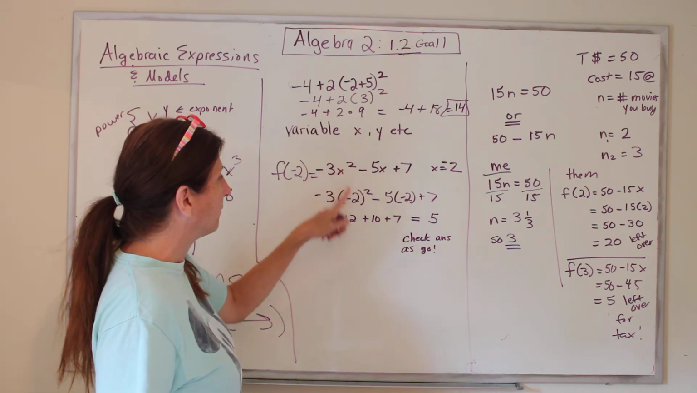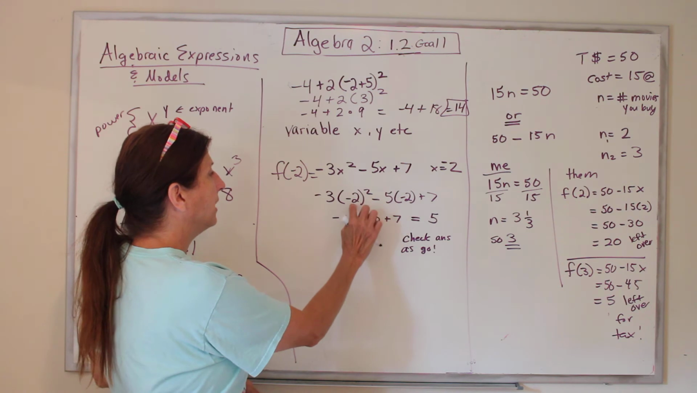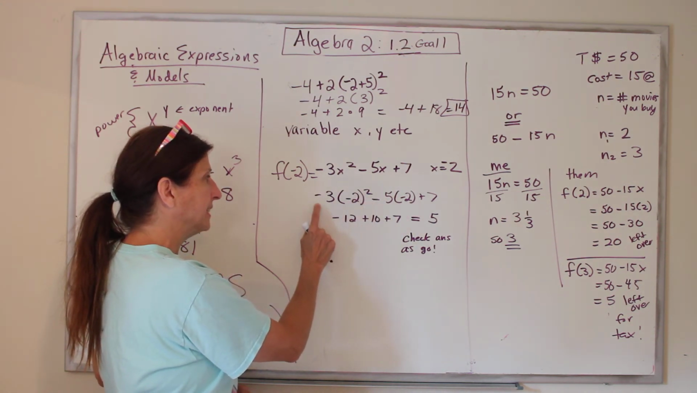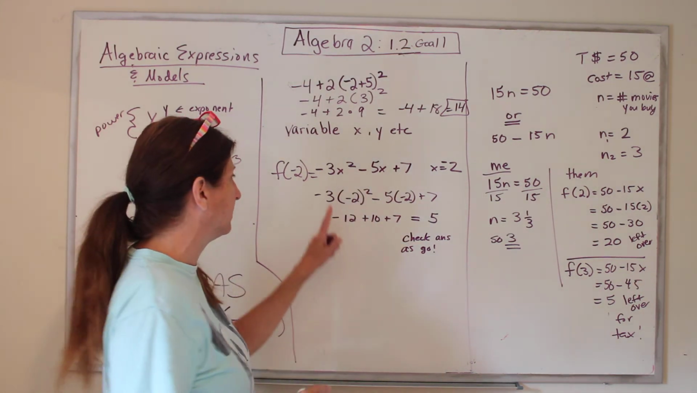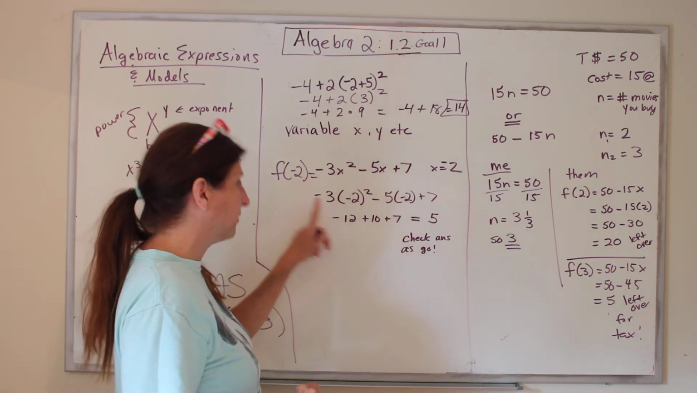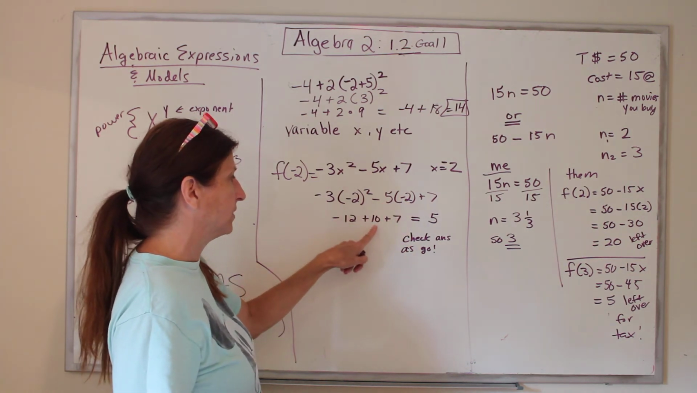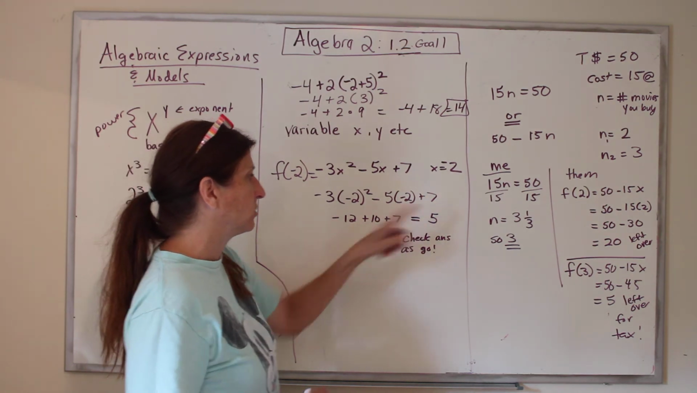Alright, so wherever there's an x, I put in -2, and now we're going to do the math. -2 squared is 4. Times -3 is -12, because two negatives make a positive, and then times another negative makes a negative. Now, -2 times -5 is positive 10 plus 7. So we got 17 minus 12 is 5.